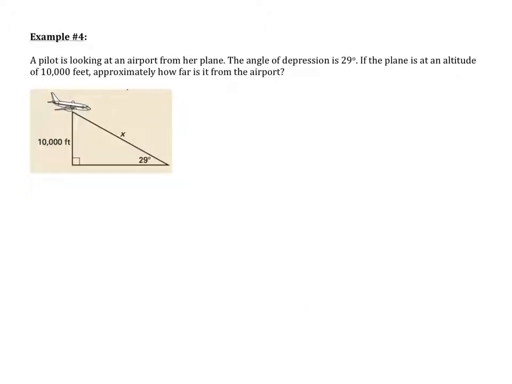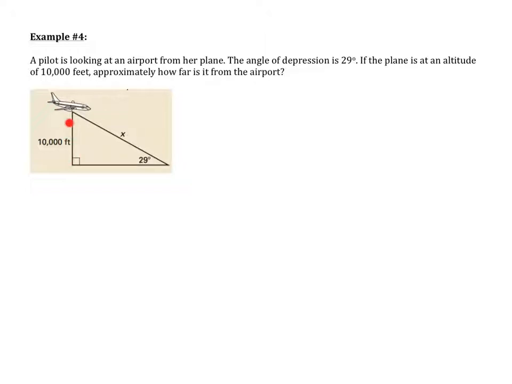And now looking at example number 4, a pilot is looking at an airport from her plane. The angle of depression, because we're looking up here in the plane and down to the airport, so it's an angle of depression, is 29 degrees. Because this angle right here would be 29 degrees if I draw this horizontal line outward. So this angle is 29, so just doing alternate interior angles means that this angle would also be 29 degrees. If the plane is at an altitude of 10,000 feet, approximately how far is it from the airport?